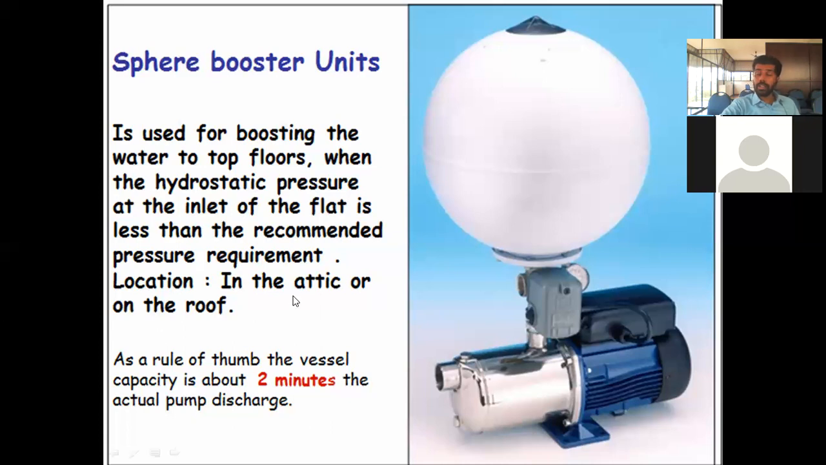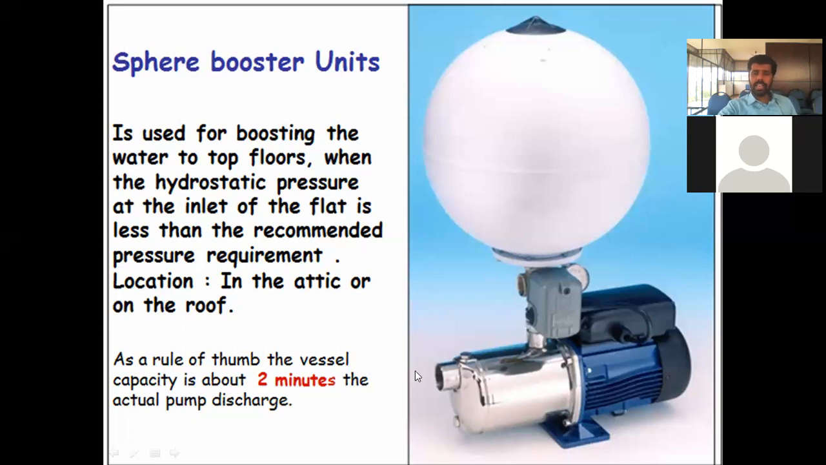We can have different capacity pumps. You can use one or two or three, and so on. Then as a rule of thumb, what should be the capacity? How can we say what is the capacity of the booster pumps? Normally, you can keep this in mind, or note it down: as a rule of thumb, the vessel capacity, or the tank capacity, is about two times the actual pump discharge.